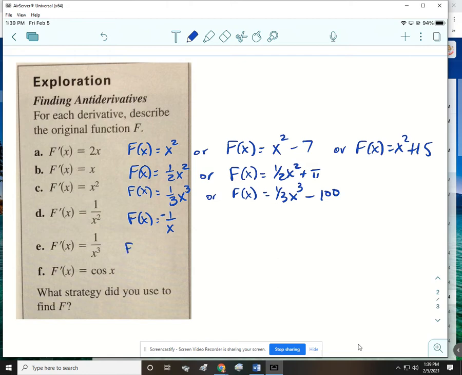All right, and then to get a derivative of 1 over x cubed, you would do negative 1 over 2x squared, and then I'm just going to put plus 17. That would have a derivative of 1 over x cubed. Okay, and then for cosine of x, the function that has the derivative that is cosine is the sine function. And we could do sine of x plus 1. In general, what we end up doing is plus c for any constant that you want to think of.